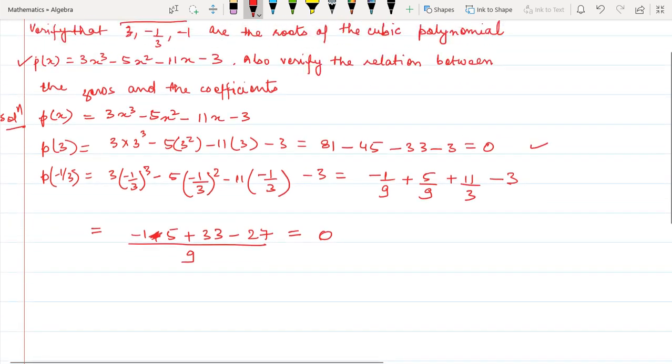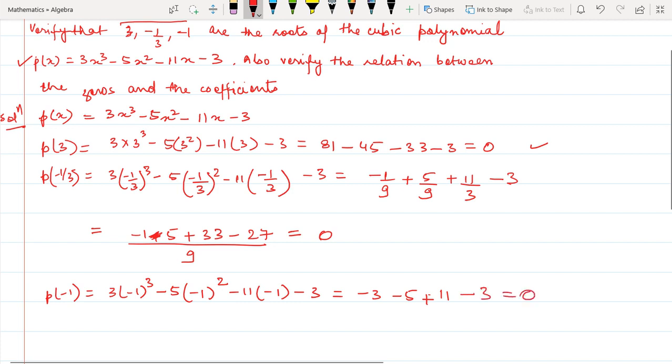Now let us put x equal to minus 1. I get 3 into minus 1 whole cube minus of 5 into minus 1 square minus of 11 into minus 1 minus 3, and this will be equal to minus of 3 minus of 5 plus of 11 and minus of 3, and this is again equal to 0. So we have very well verified that all three of them are actually the roots of the cubic polynomial p of x. Now it wants us to verify the relation between the zeros and the coefficients.